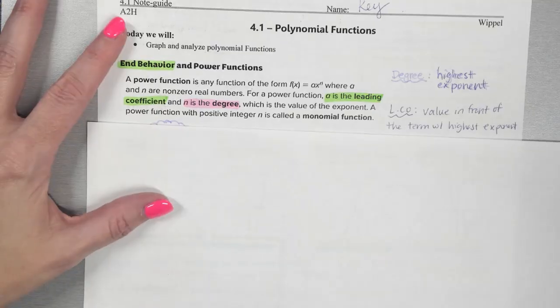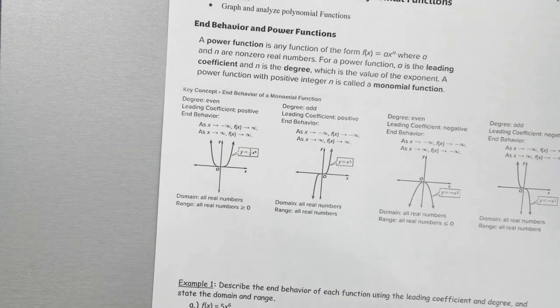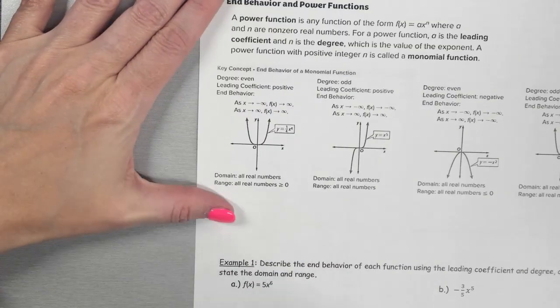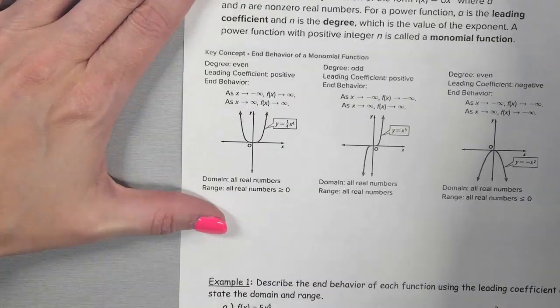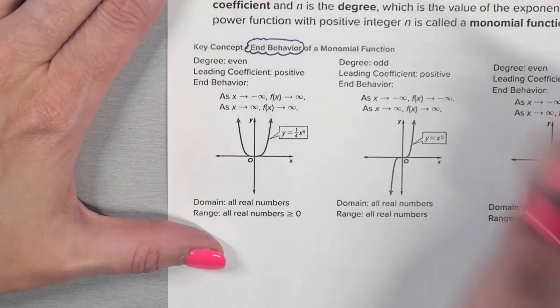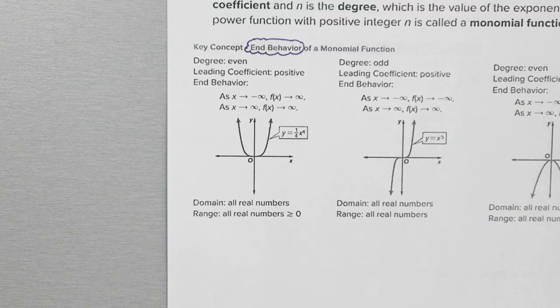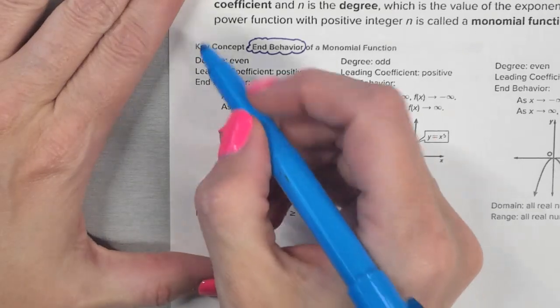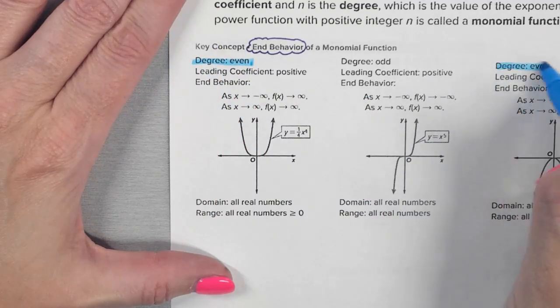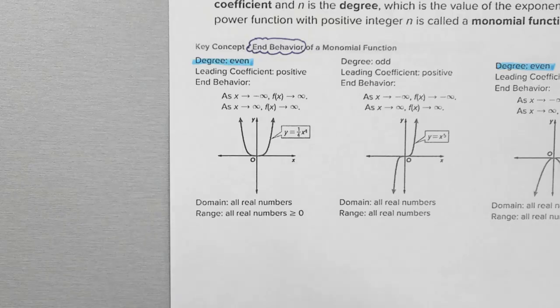All right, so let's look at the next set. So the end behavior of a monomial function. Whenever you are doing the end behavior, you are just describing in what direction the ends are going. Okay, so we're going to look at some similarities here. You have an even degree, and an even degree, and then an odd degree and an odd degree.